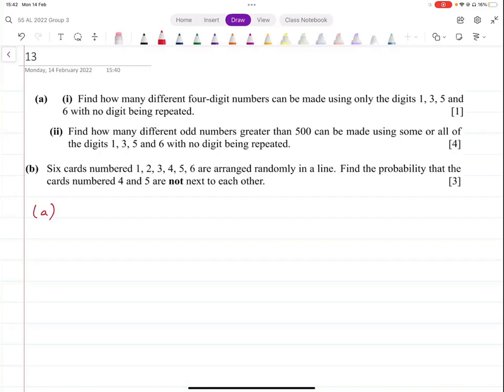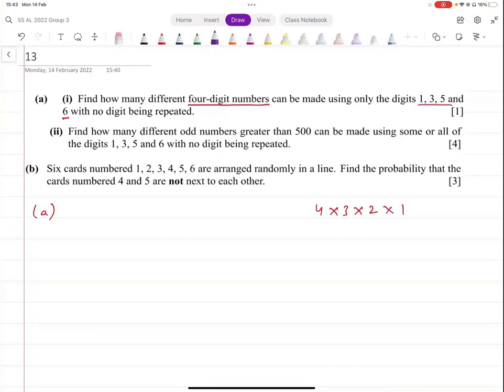So what do we get? Four-digit numbers. We need to find how many different four-digit numbers we can make using these digits, 1, 3, 5, and 6, with no digit being repeated. So we can't repeat anything. How many possibilities do we have for the first digit? We've got four possibilities. Then for the next, we've got three. Then for the next, we've got two, and then one.